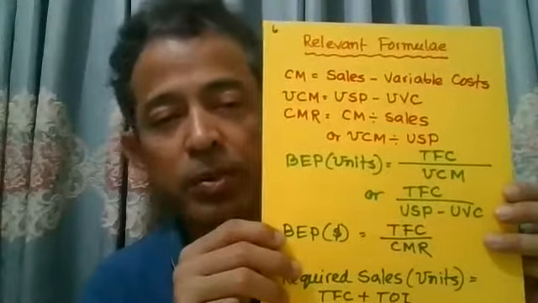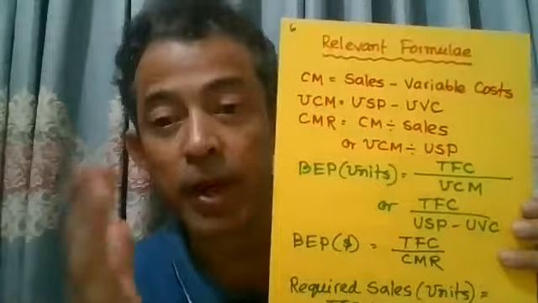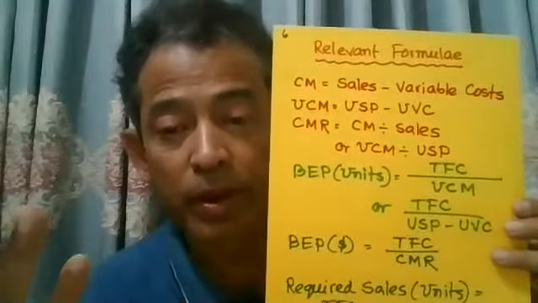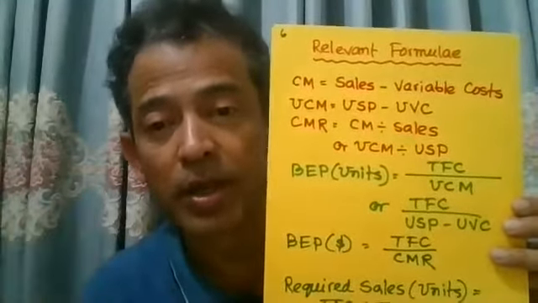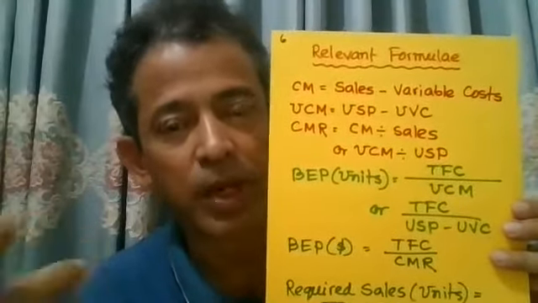All right, the first one is contribution margin, which is sales minus variable costs. So in my wine example, I sell it for $10, I buy it for $7. My contribution margin is $3. Remember, contribution margin: sales minus variable costs.